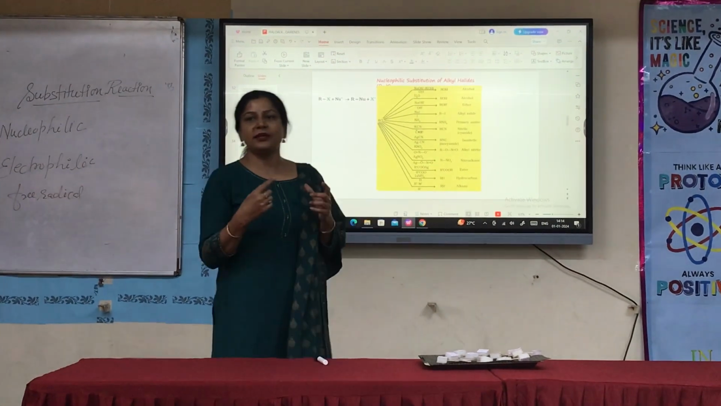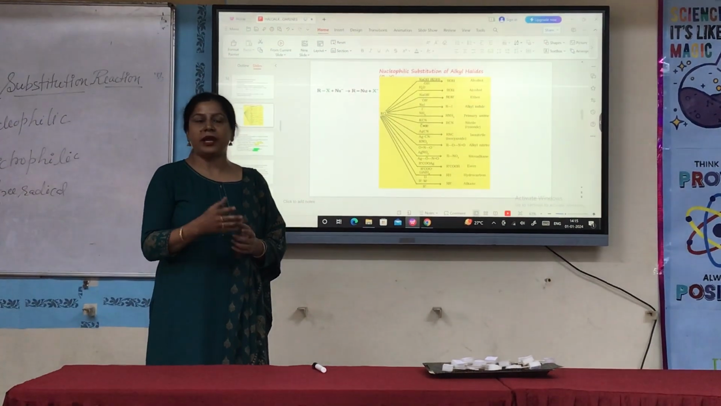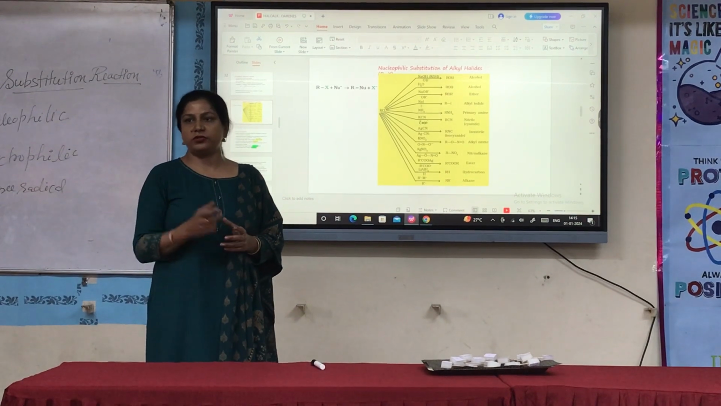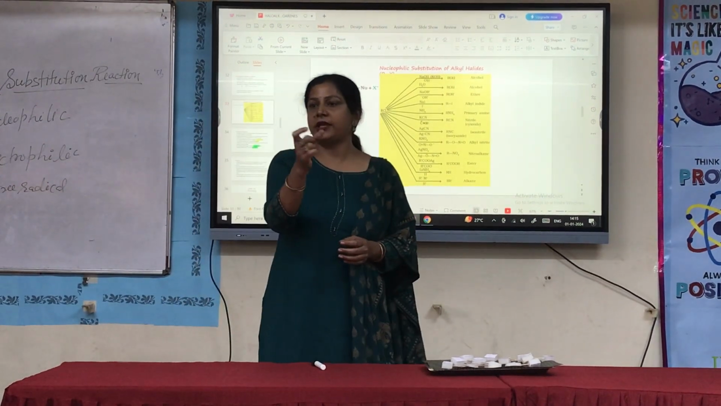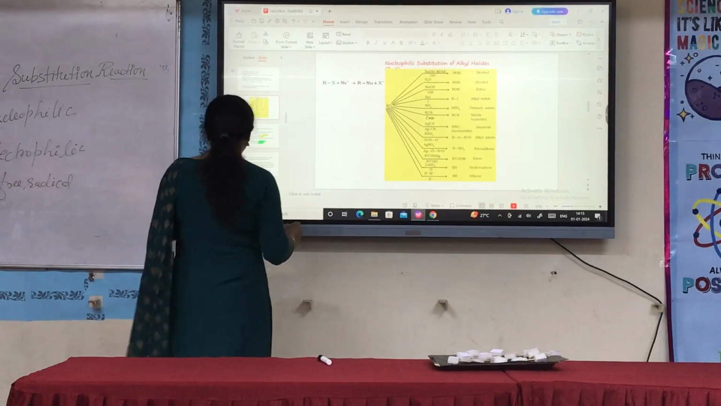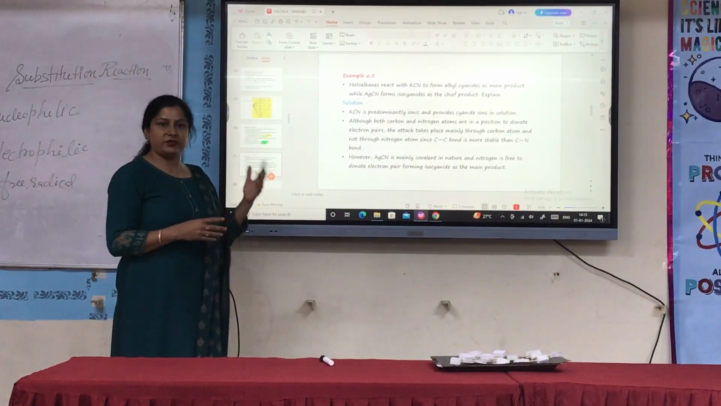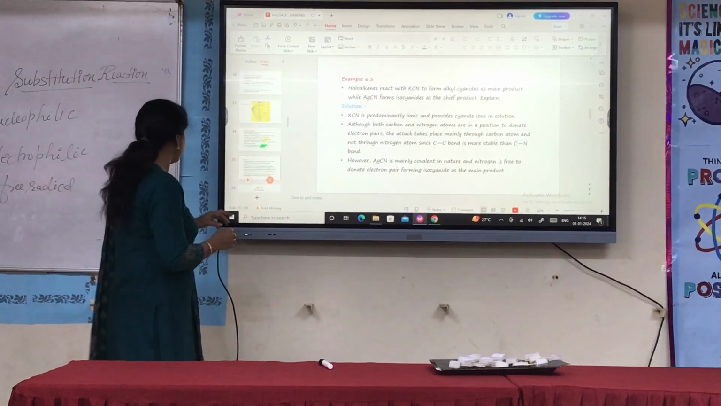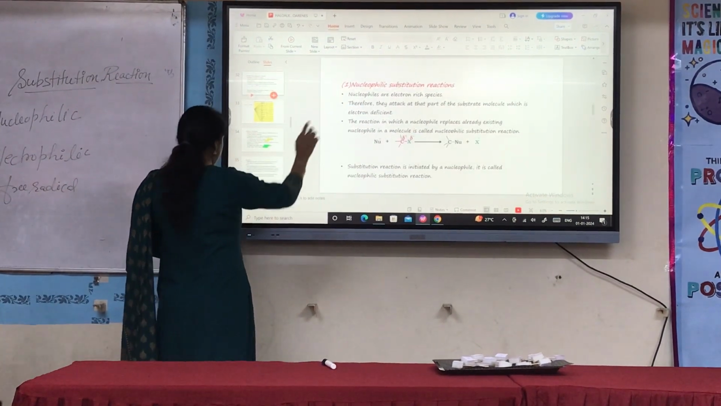The basic reason is the nature of the compound. AgCN is a covalent compound and KCN is an ionic compound. So that's why the cyanide ion is free in the case of KCN, so it can form cyanide. That is the question here. It is very well given in the NCERT book, and this is very important as far as the CBSE exam is concerned.